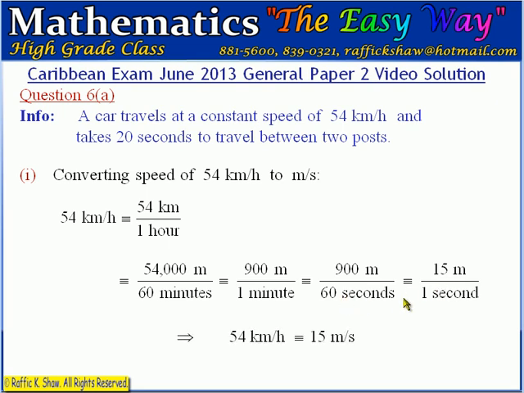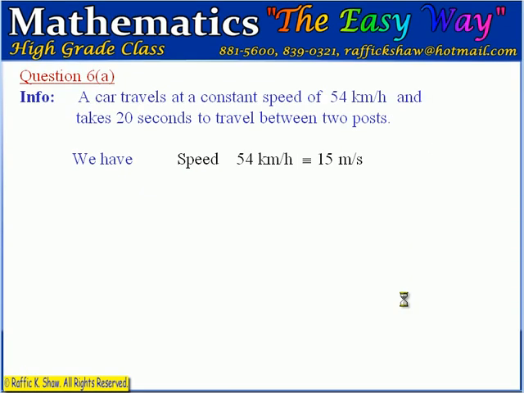And that's an easy way to do this conversion. So that's the answer for that part: 54 kilometers per hour is the same as 15 meters per second. That's the answer for part 1. Let's move down now to part 2.